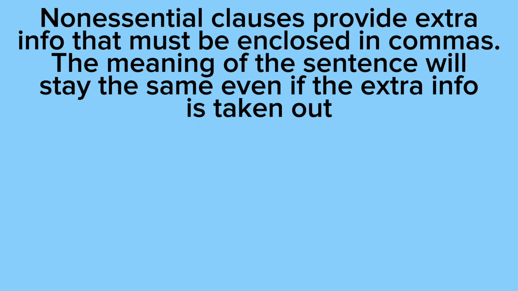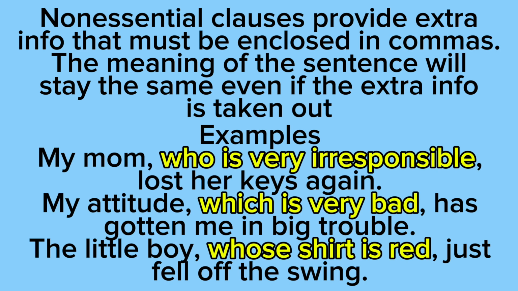Non-essential clauses provide extra info that must be enclosed in commas. The meaning of the sentence will stay the same even if the extra info is taken out. Our first example says, my mom, who is very irresponsible, lost her keys again. So if we take who is very irresponsible out of the sentence, also known as the non-essential clause, the sentence would say, my mom lost her keys again. So the sentence would still make sense.